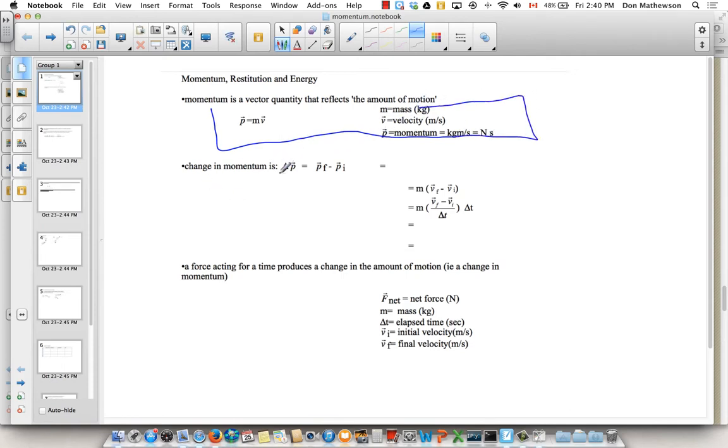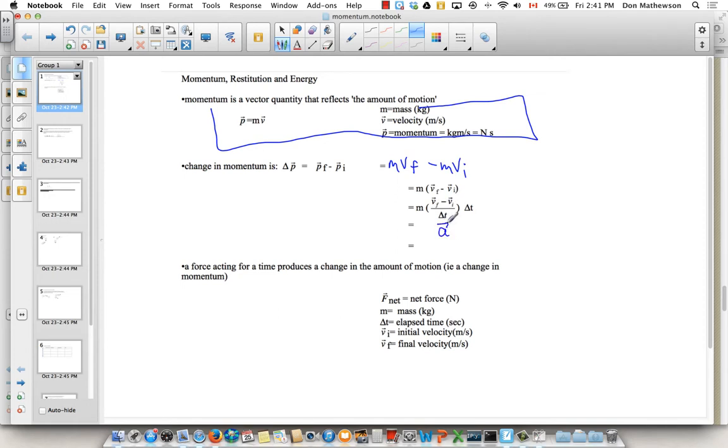Now, change in momentum, symbol delta, means change in, which means final minus initial. By definition, that'll be the mass times the final velocity minus the mass times the initial velocity. Factoring out the constant mass, we get this. Dividing and multiplying by time doesn't change anything. The reason we do that is that this ratio is now the acceleration.